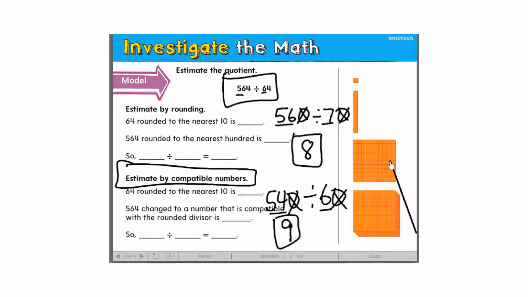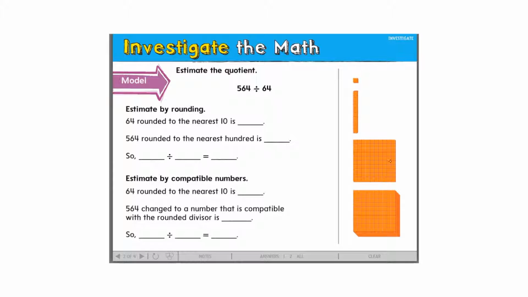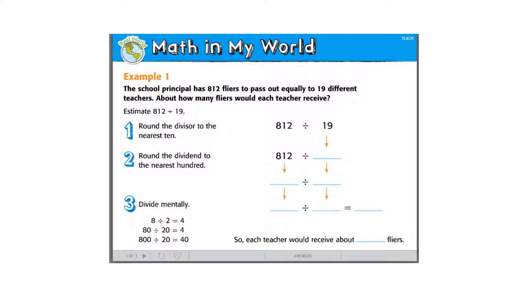Okay? All right. Look at your first page. Example number 1. We're going to go over example number 1 real quick. Here it is. It says, the school principal has, listen carefully. All you've got to do is look over at your math paper. You already pulled it out. I gave you some time to do that.